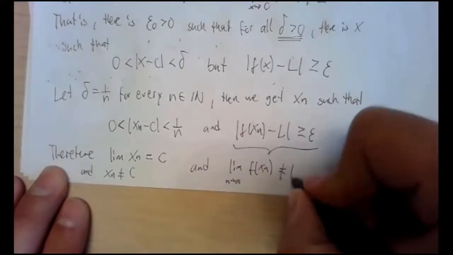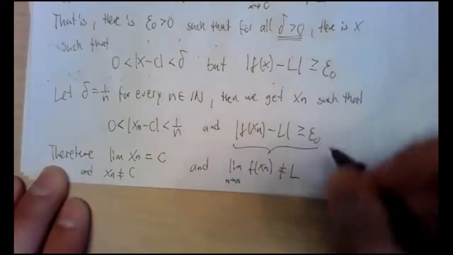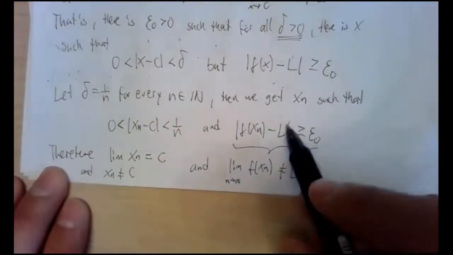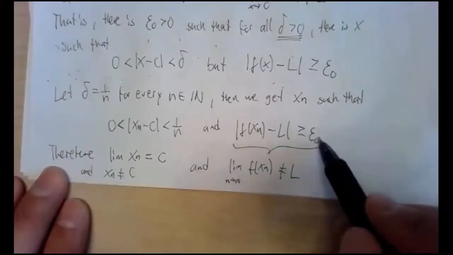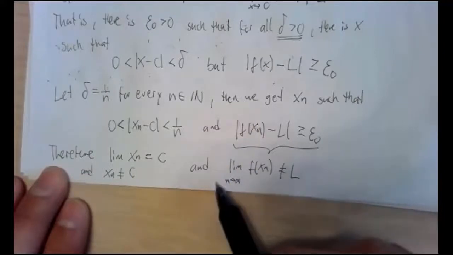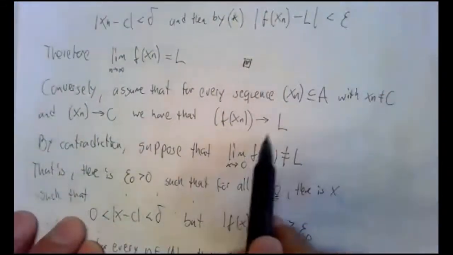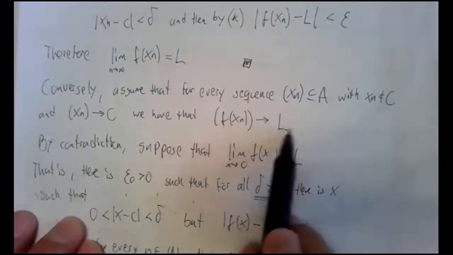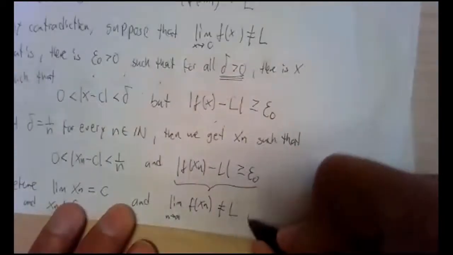Is not equal to L. Why? Because f of xn is always farther away than epsilon 0 from L. All of these numbers, f of xn, are epsilon 0 away from L. Therefore, this limit cannot be equal to L. And this is a contradiction to our assumption that all the sequences had to go to L, which is a contradiction.